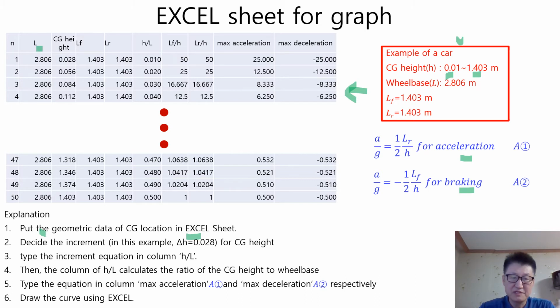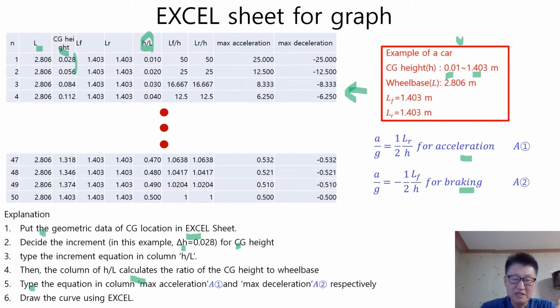So wheelbase and the CG height, etc. Decide the increment for CG height. In this example, delta H is equal to 0.028, as you can see. And type the increment equation in the column. H divided by L: the column of H divided by L calculates the ratio of the CG height to wheelbase automatically.